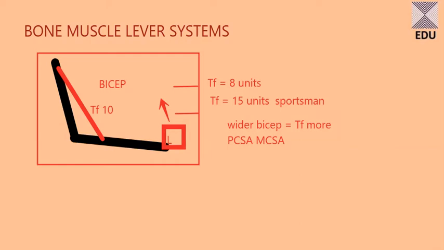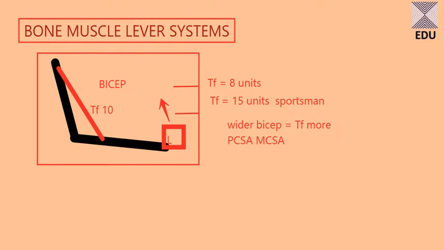Now this system is composed of the bones over here, the bones over here, and the biceps, the muscles, in the center. So the whole of this system is making a bone muscle lever system.